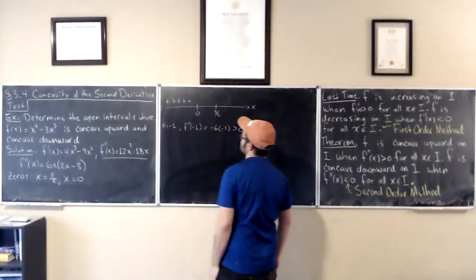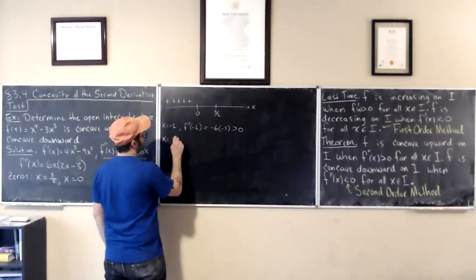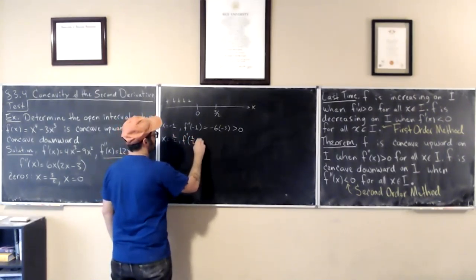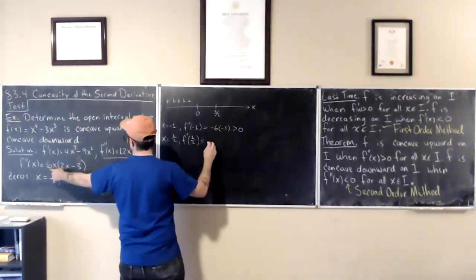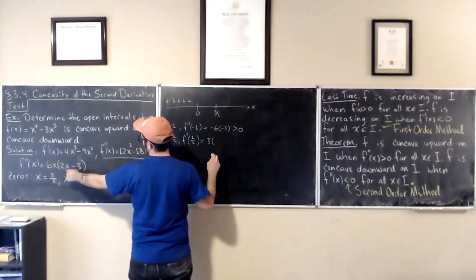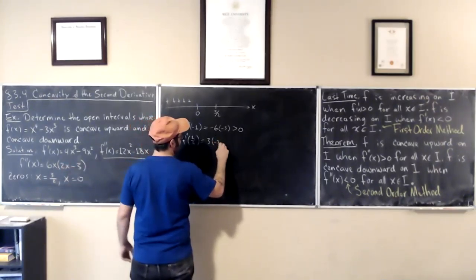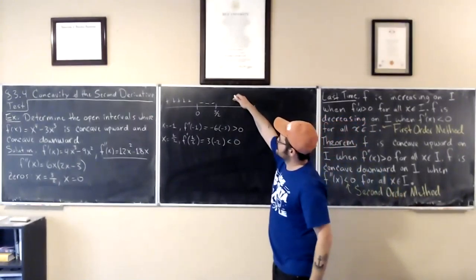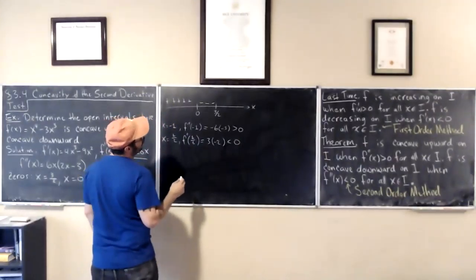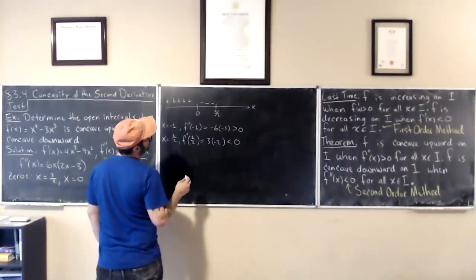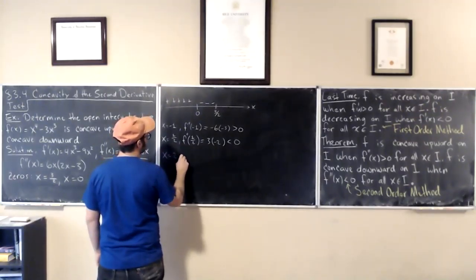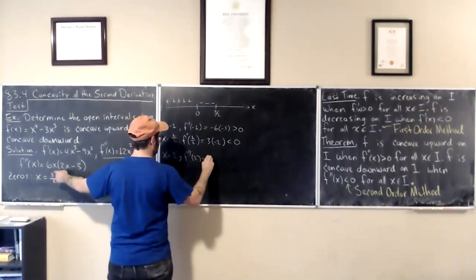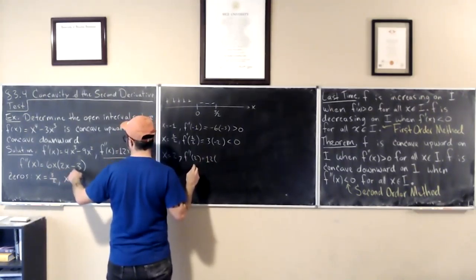So next, let's take something in here, maybe 1/2, and f double prime of 1/2 is equal to 3 times 1 minus 3, which is -2, which is less than 0. Over in there. So now let's pick something over here, like 2. So f double prime of 2, what is that? 12 times 4 minus 3.